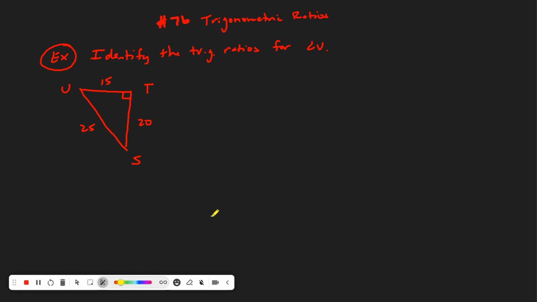Okay, so first and foremost, we want to focus on angle U, which is right here. This is where I draw that arc inside the angle, draw that arrow inside. That arrow is pointing to the opposite side. Remember our SOHCAHTOA. We need the opposite, hypotenuse, and adjacent. So the 20 is going to be the opposite. The 25, the longest side, is the hypotenuse. And the third side, the one next to you, is the adjacent. Now we simply use our SOHCAHTOA to create our 3 ratios.